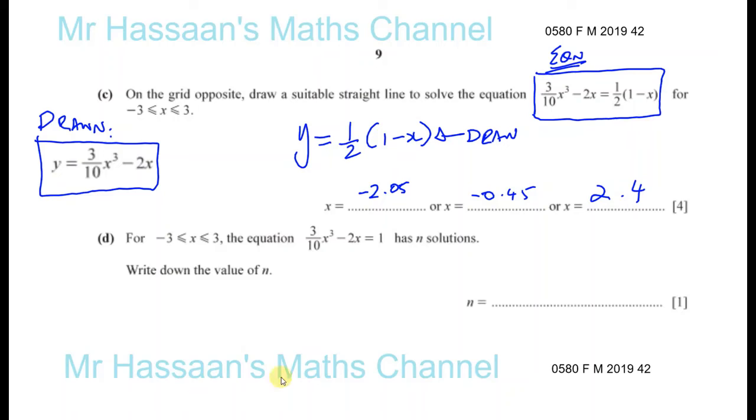Now it says for x between minus 3 and 3, the equation 3x cubed minus 2x equals 1 has a number of solutions called n. We've got to find out how many solutions they have. So again, this looks exactly like what's drawn.